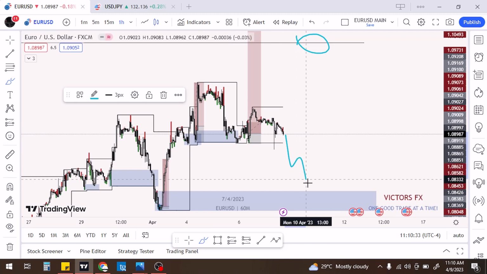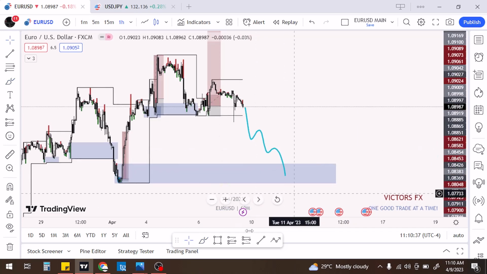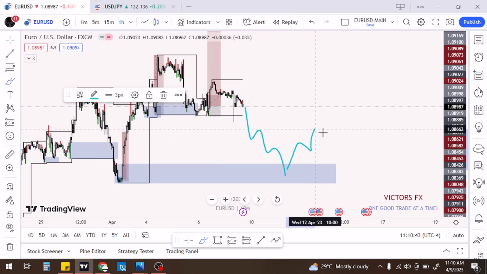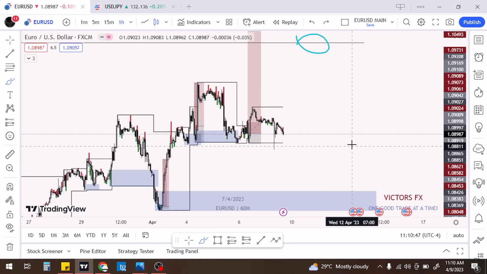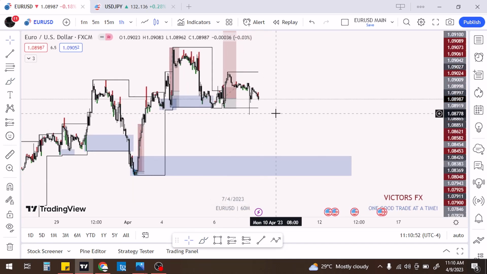So even if this market starts breaking down and comes to this lower zone, what should you be looking for in the market? Look for this market to break this high right here, break this way, and go higher. Okay, that's what you should be looking for in this coming week. Nothing crazy, nothing special. We are still bullish on EURUSD.